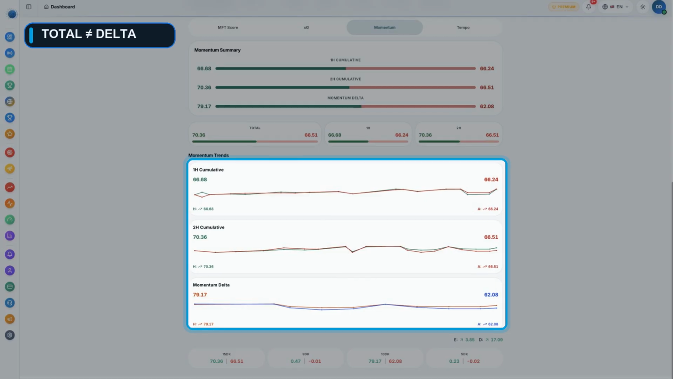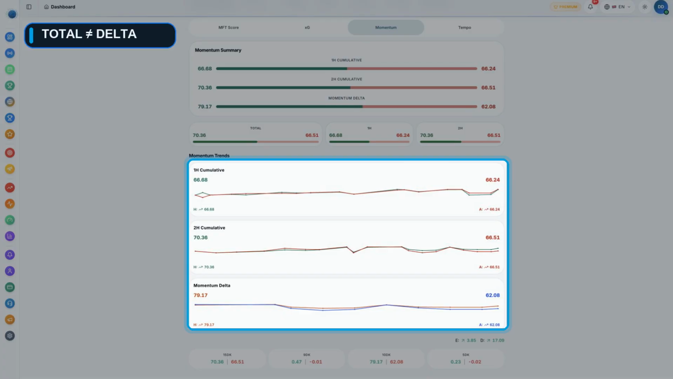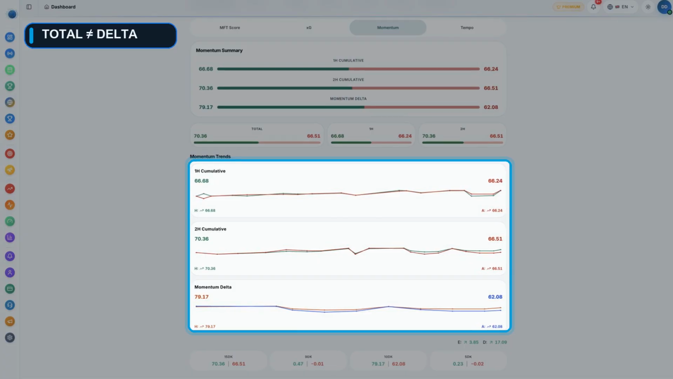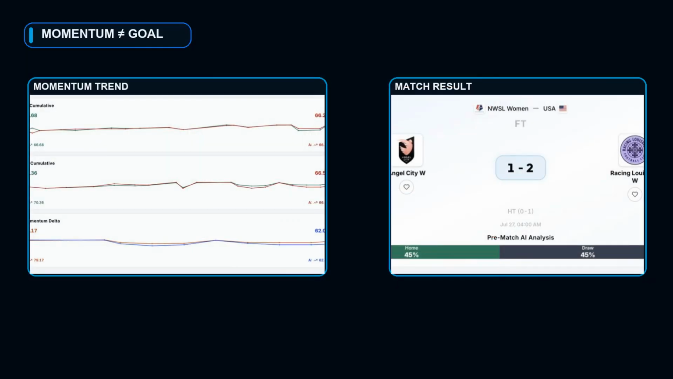Total and delta do not answer the same question. Total describes the accumulated picture of the match, or a half. Delta shows how pressure changed in the latest phase. Do not look only at the final point in the trend charts. See how the lines reached it. A short spike does not mean sustained pressure. Flattening or reversal also matters.